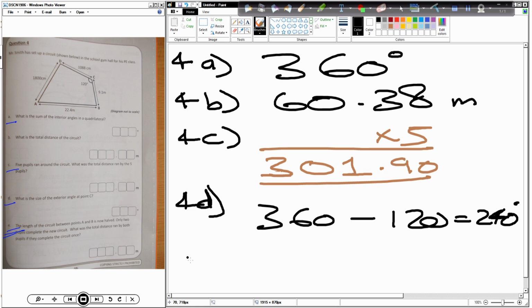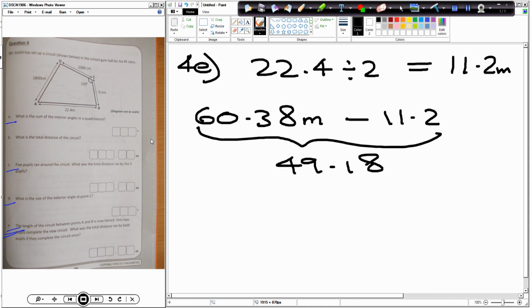Okay, question 4E. The length of the circuit between points A and B is now halved. Only two pupils complete the new circuit. What is the total distance run by both pupils if they complete the circuit once? So let's go for a new page first of all. Okay, question 4E. So this part of the circuit is cut in half.